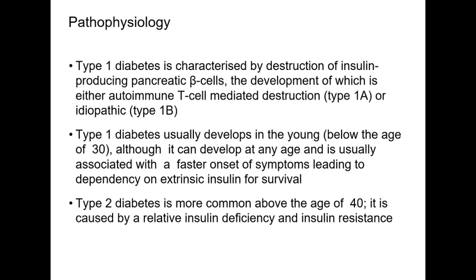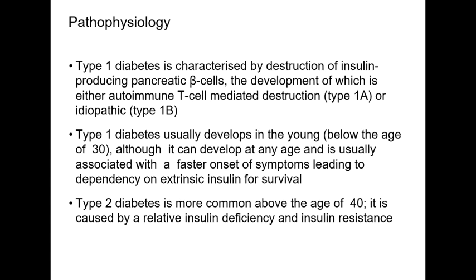relieved. So the pathophysiology here is that type 1 diabetes mellitus is characterized by destruction of insulin producing pancreatic beta cells, and this can occur due to autoimmune T cell mediated destruction, or it can be idiopathic. So here what happens is that the beta cells present in islets of Langerhans of pancreas are destroyed, and this can be due to either autoimmunity, that is antibodies are generated against these beta cells, so the cells are killed, or it can be idiopathic.